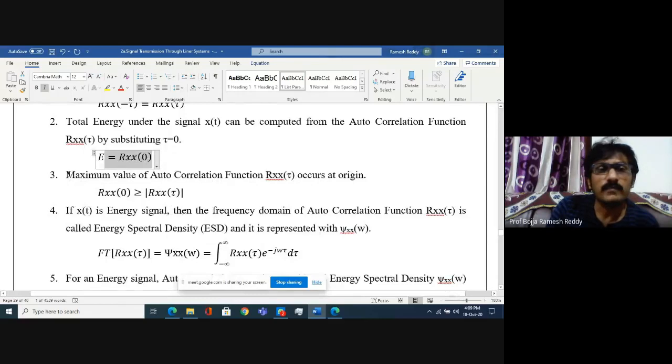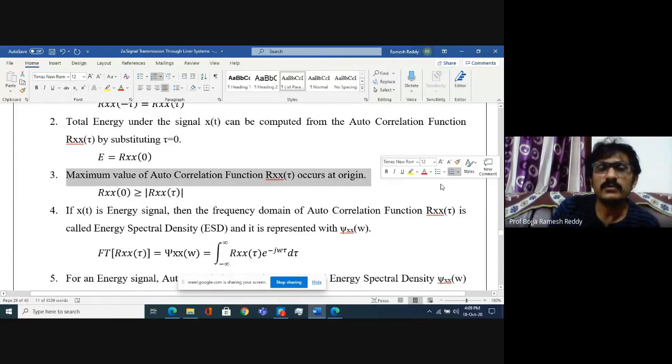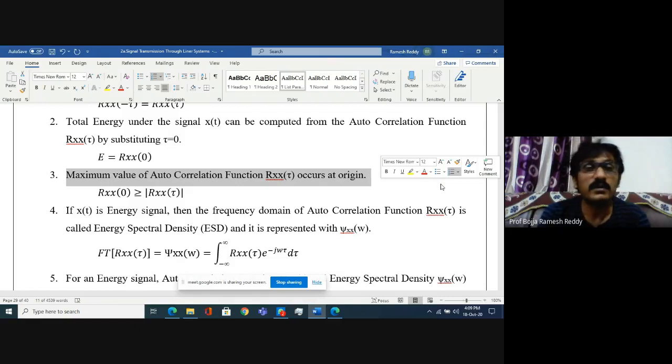Maximum value of the autocorrelation function. The maximum value of the autocorrelation function Rxx of tau occurs at the origin, tau equals zero. Whatever the value of the total energy, Rxx of 0, that is the maximum value, that is the maximum amplitude. Sometimes the maximum amplitude may be repeated if it is a periodic signal. We will see one example also.